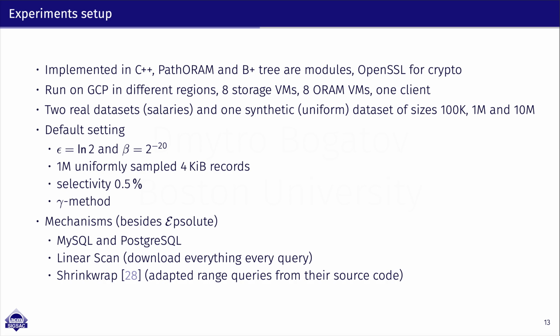We use standard RDBMS, Postgres and MySQL, configured for no security and maximum performance. And then we coded up the linear scan solution, which simply downloads everything every time in parallel and answers the query locally. Finally, we obtained ShrinkWrap code from the authors and implemented a prototype that only answers range queries and is compatible with our setting.